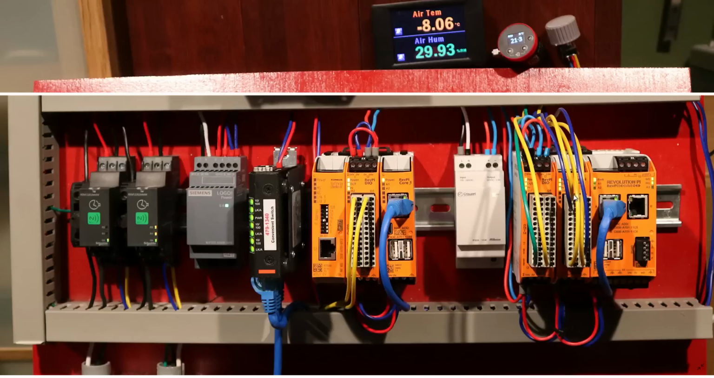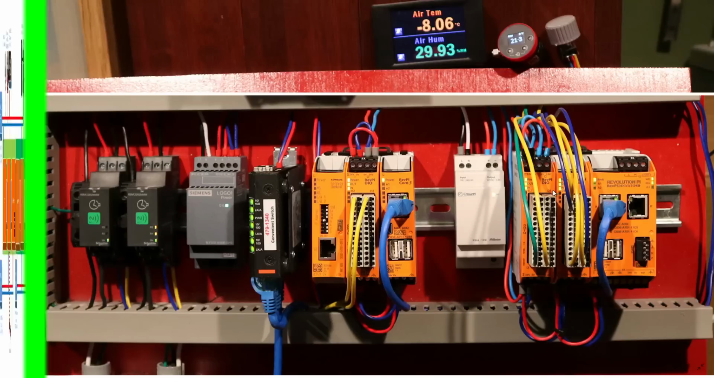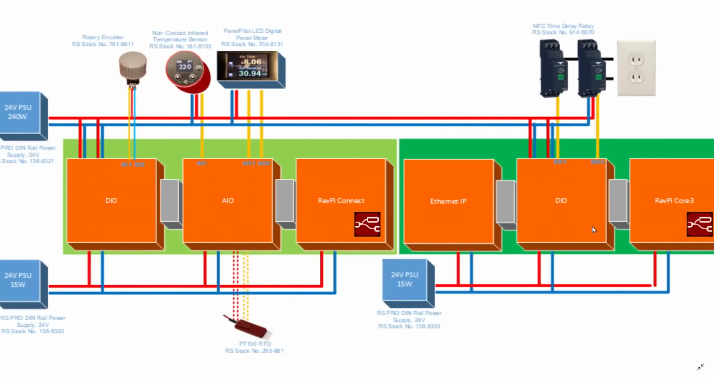Now I do have another diagram for that, so let me just bring up a block diagram of all this so that you can see easier how I got everything connected. Okay, here we go. This is basically a diagrammatic view of what we were just looking at with the physical hardware, where we have the RevPi Connect, which was on the right hand side of the other diagram, connected to the AIO, which in turn is connected to a DIO.